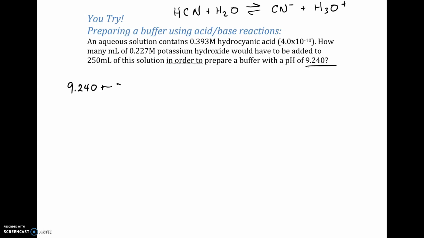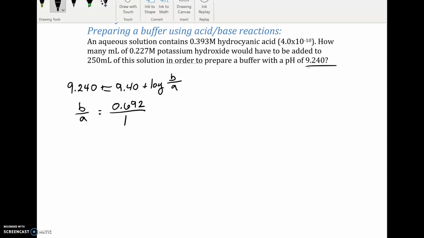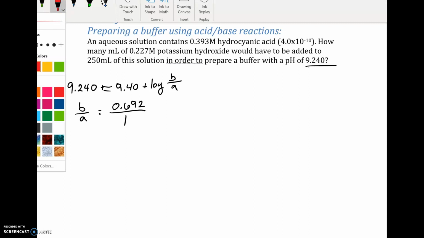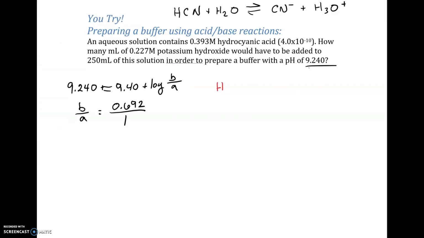So pH equals 9.40 plus the log of our base over acid. And we're going to solve for base over acid. Again, you're going to subtract your 9.4 from both sides. You'll get a negative. That's okay. Take your inverse log of that. And now you have your ratio, once all is said and done, which is going to be 0.692 moles of base to 1 mole of acid.